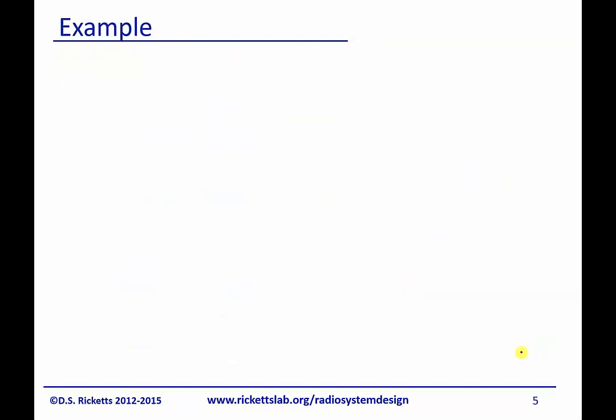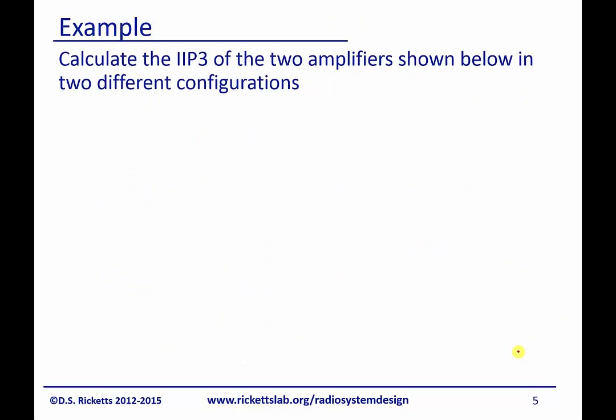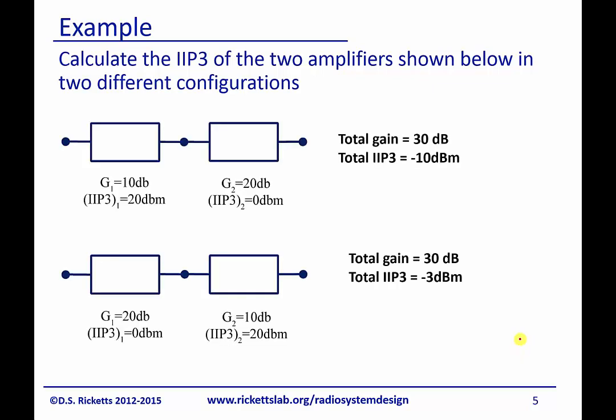So let's look at a quick example. We're going to calculate IIP3 for two amplifiers shown below in two different configurations, and we'll contrast the two. So the one on the left, there's two amplifiers, and we've got the gain and the IIP3. But our equation we've been dealing with is in terms of OIP3. And so I'm just going to calculate the OIP3 really quick. And it's easy because it's just the sum of IIP3 plus the gain. And that's because we're looking at a log relationship on a log-log plot. So that's 30 dBm. And over here, OIP3 is just going to be 20 dBm.